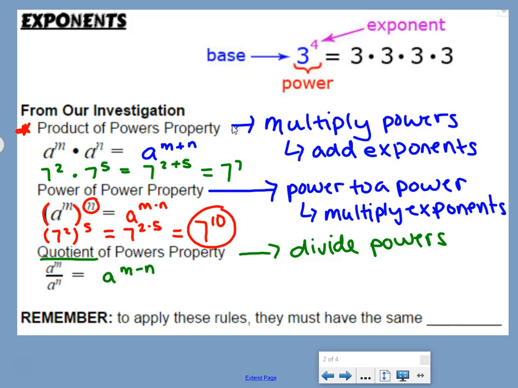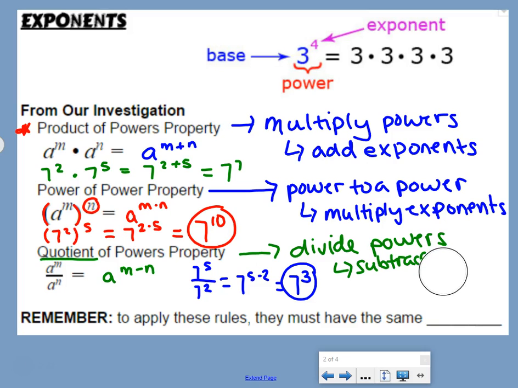If you need a numerical example, if we had 7 to the fifth power over 7 to the second power, we would do 7 to the 5 minus 2, which would be 7 to the third power. So when we are dividing powers, we subtract the exponents.